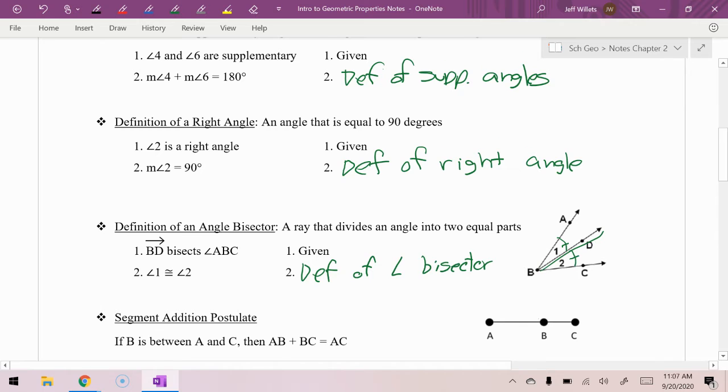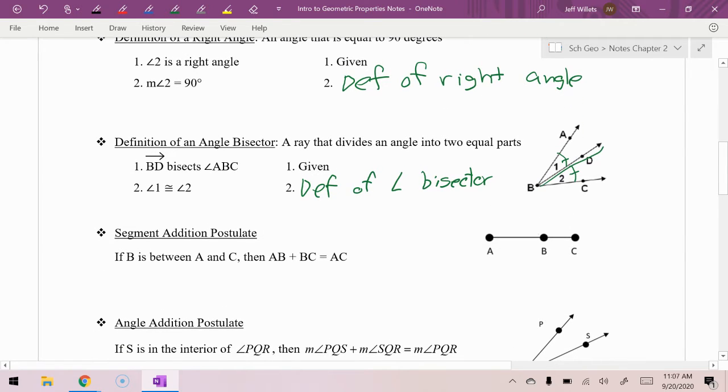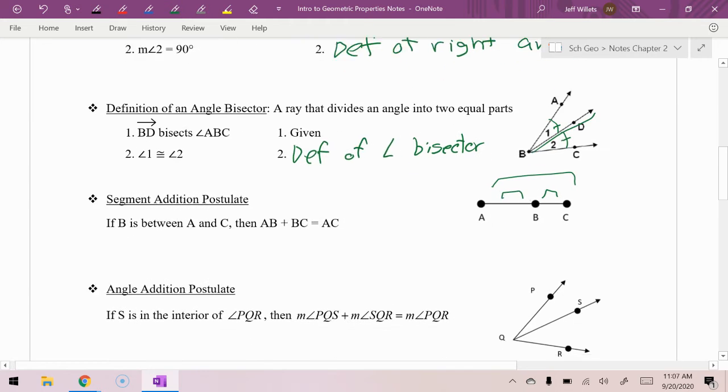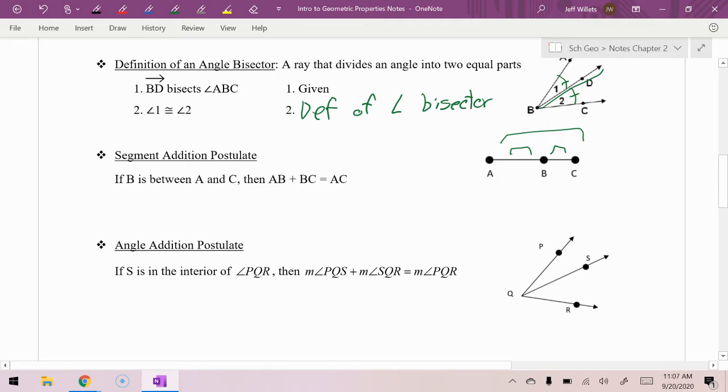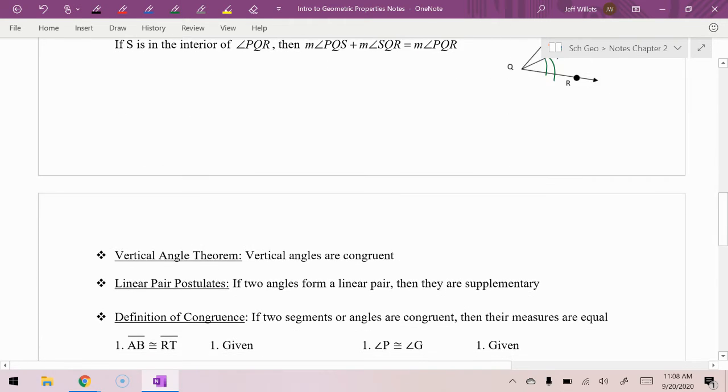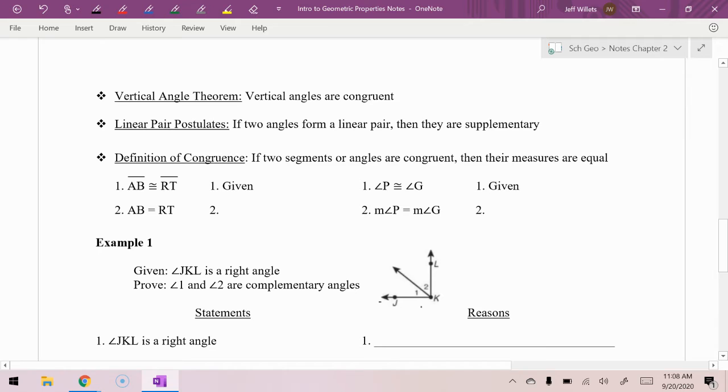Okay. Segment addition, we talked about this in chapter 1. If B is between A and C, then this plus this equals this. And angle addition says the same thing for angles. If S is on the inside, then PQS plus SQR would equal PQR. Okay, a couple other theorems. Vertical angles are congruent. We mentioned that in chapter 1, but we didn't formally do anything with it.